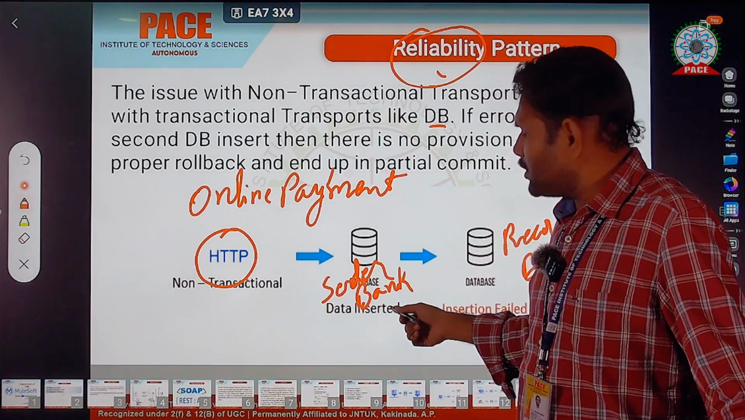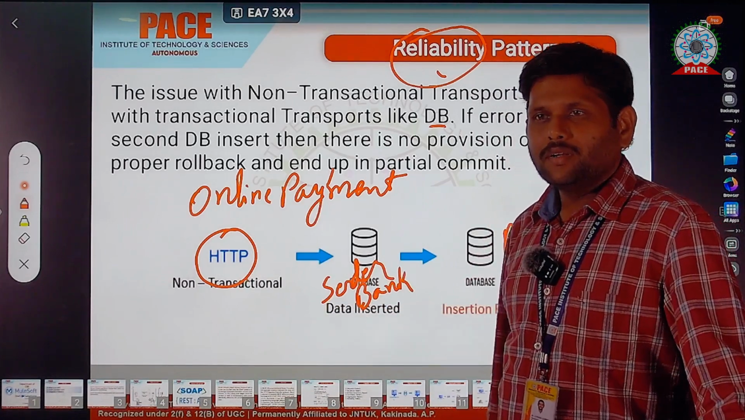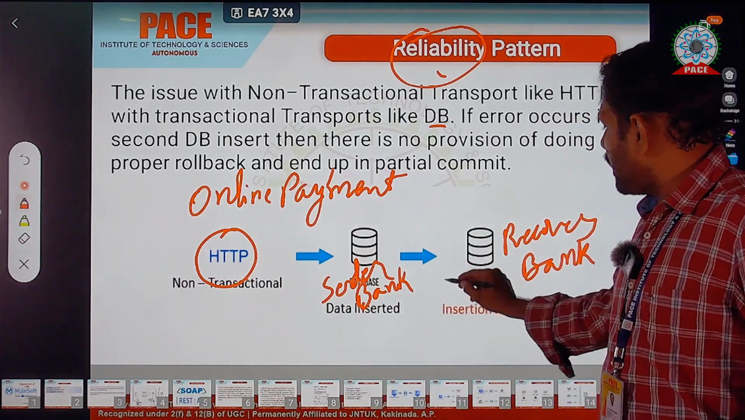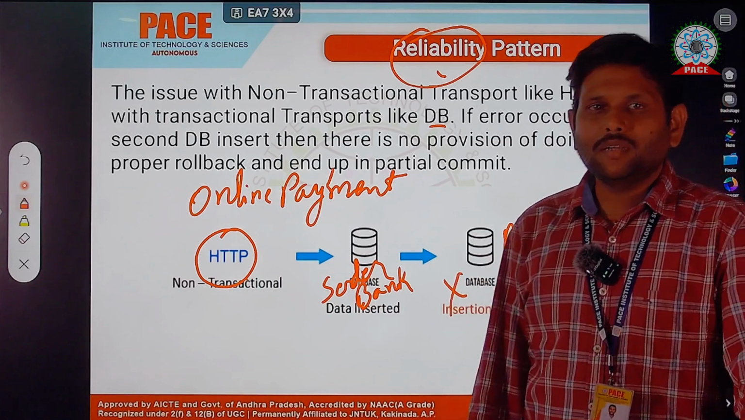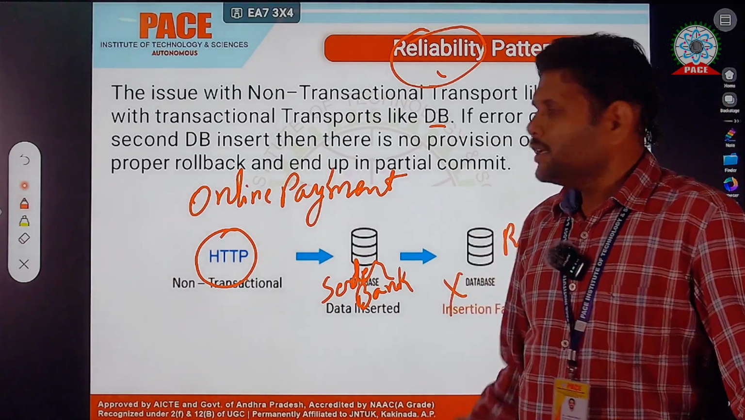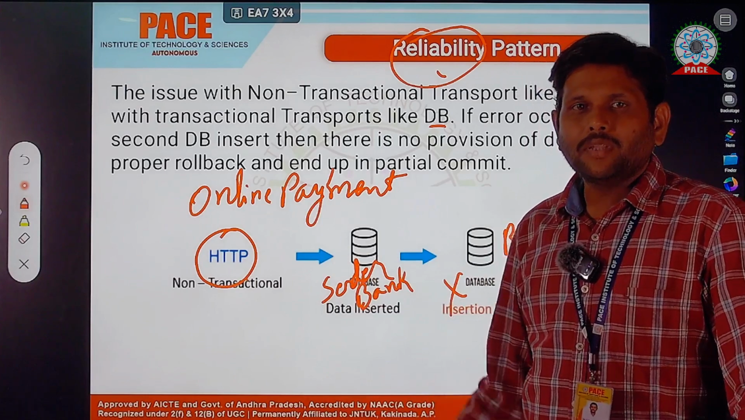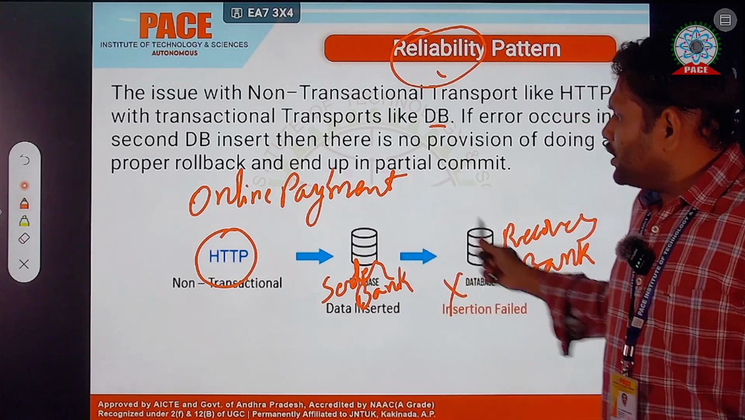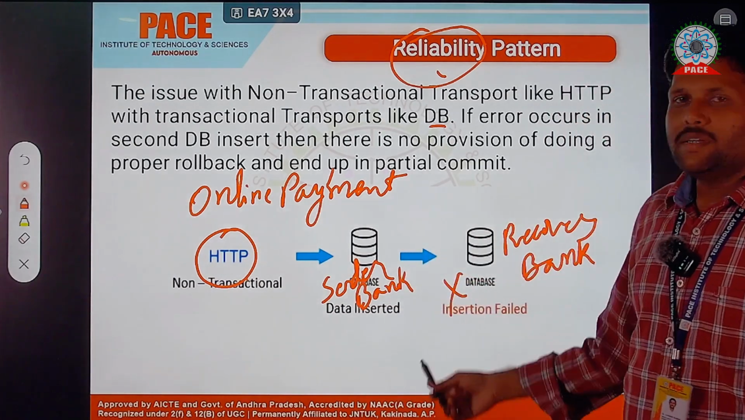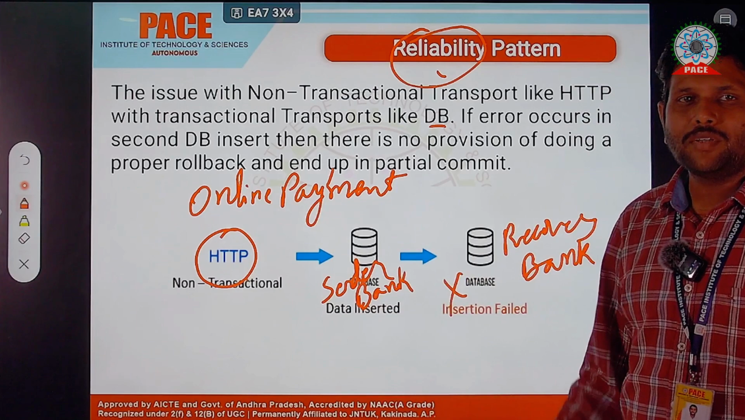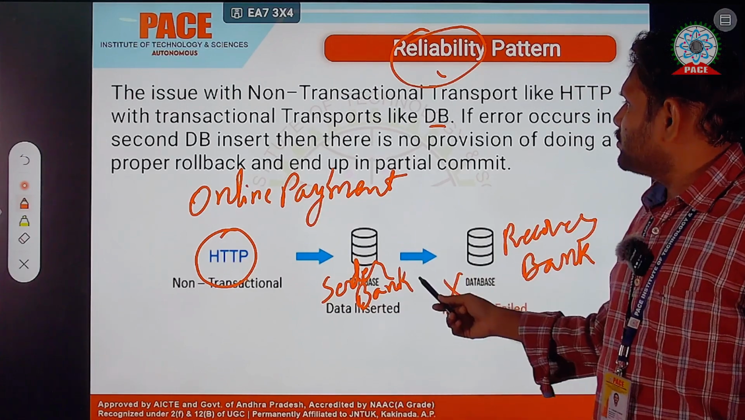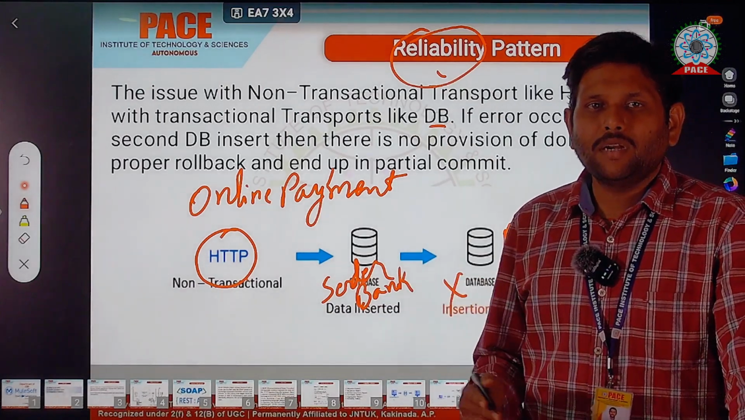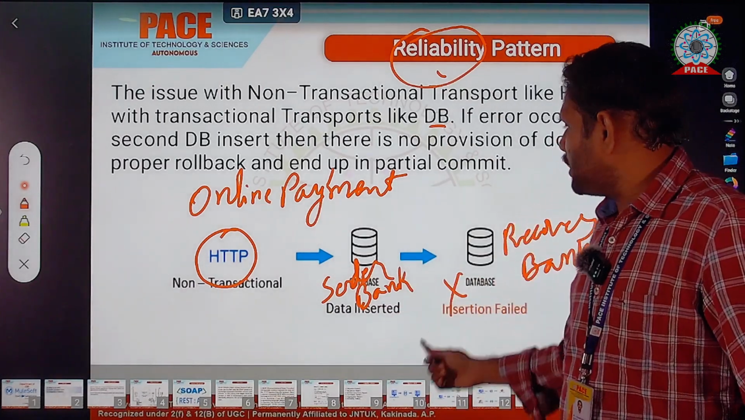Initially the amount is debited from the sender account, but at the time of receiving the data into the receiver's bank, the transaction fails. Then what will happen? The sender account will be debited, but the receiver account won't be credited. In this case, we lost the data, that's why the receiver won't receive the payment. Now in this case, we can use reliability. Reliability means we can transfer without losing the data.